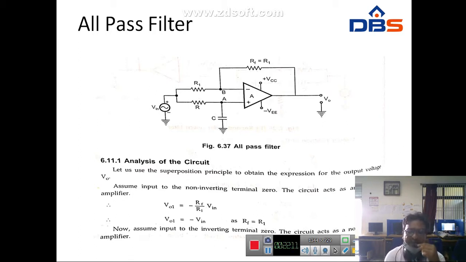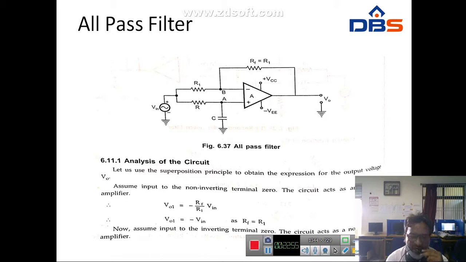For the analysis of this circuit, we use the superposition principle to obtain the expression for the output voltage. First we assume the input to the non-inverting terminal is 0, so the circuit acts as an inverting amplifier. The gain of the inverting feedback amplifier is minus RF by R1, so V0 is equal to minus Vin times RF by R1. If RF and R1 are equal, we get only minus Vin.